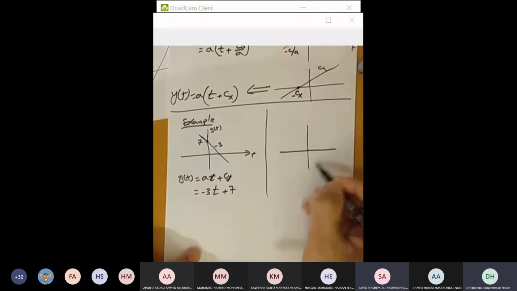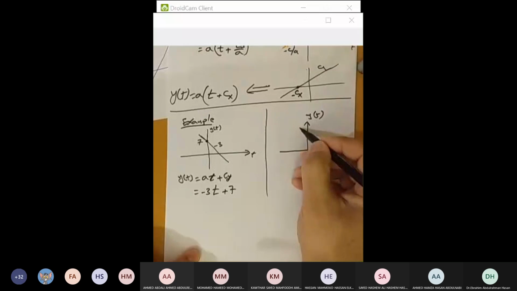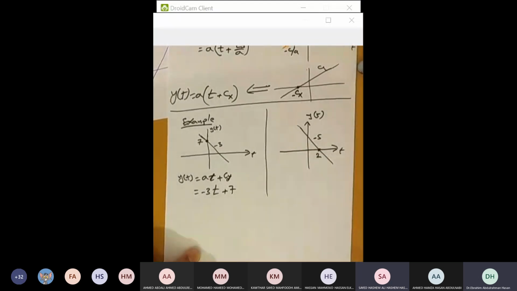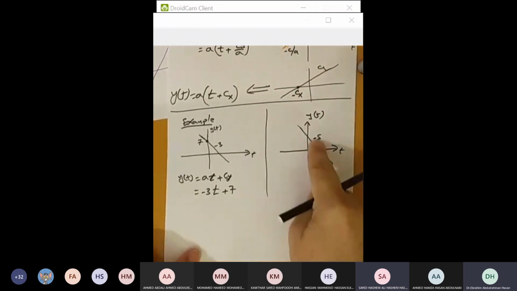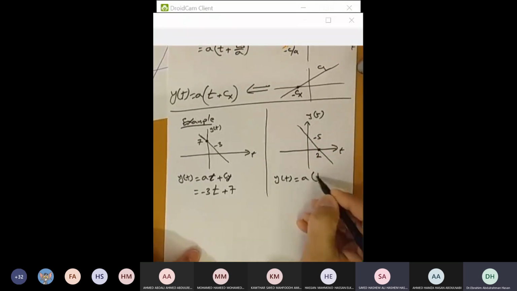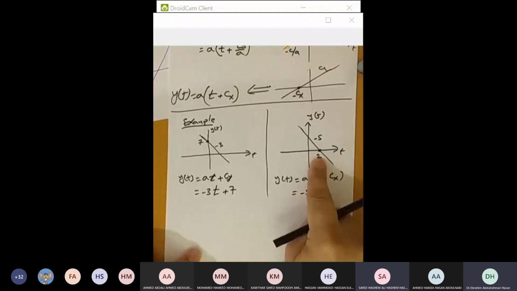Then what about this one? This is t and this is y of t. And we say this is another example, okay? The slope is -5, and here I have, let me say, 2. So this one, we have x-intercept and we have slope. So then use y of t equal to a t plus cx. So then it is equal to -5 open bracket t, and here we have a 2.